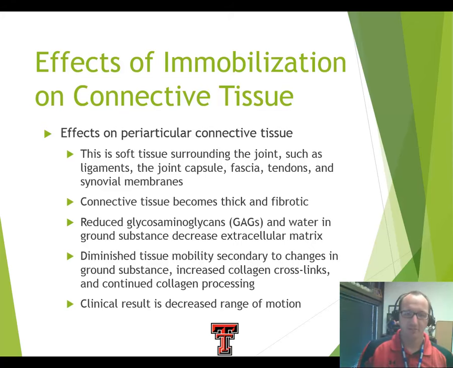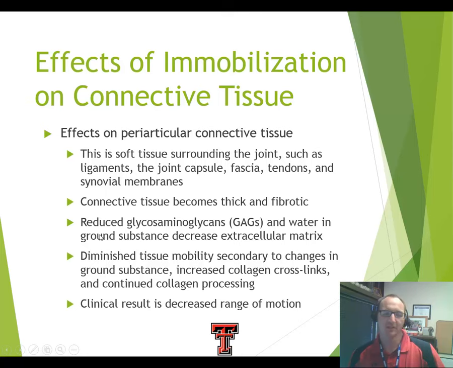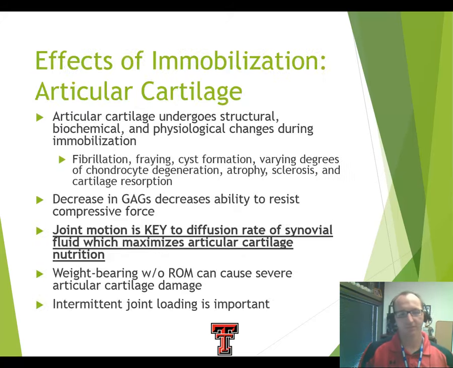Periarticular connective tissue becomes thick and fibrotic. These glycosaminoglycans, GAGs, and the water in the ground substance decrease. Sometimes people refer to ground substance like the grease in the joint, if you will, and if that becomes dried out, then it's going to negatively impact mobility. So we get those cross linkages we talked about, cellular death, inflammation. Overall, bottom line here is decreased range of motion. So in muscle tissue, we said decreased strength. Connective tissue, we said decreased range of motion.